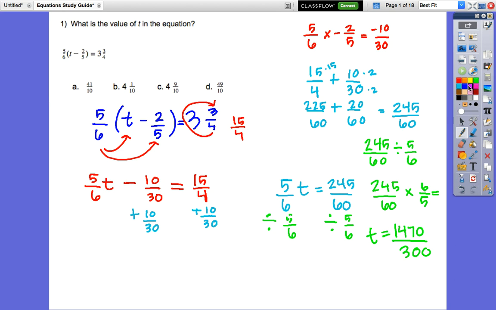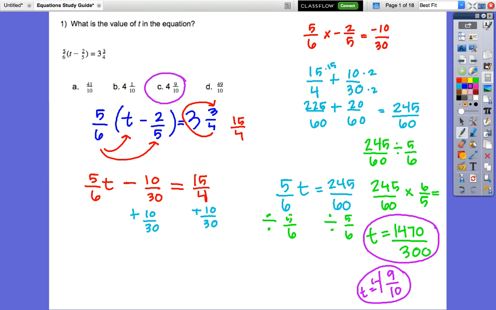I've now got to make this into something that's not an improper fraction. So when you put that in your calculator, and I'll show you how that works, 1,470 divided by 300, do you see that you get 4.9? We know that 4.9 is the same as 4 9/10, and that's your final answer. So the final answer is answer choice C, 4 9/10.